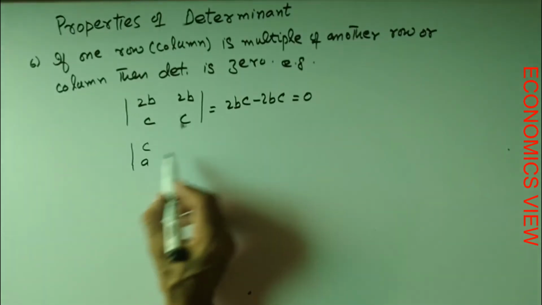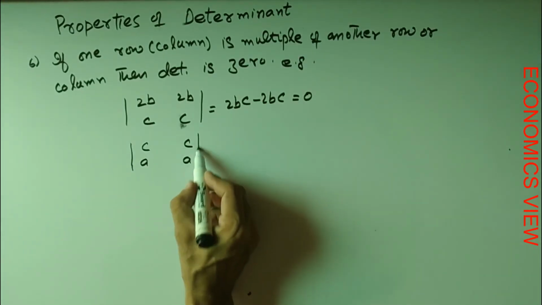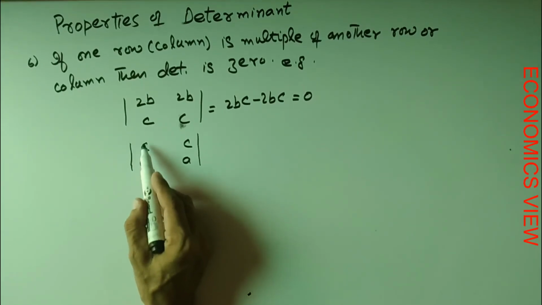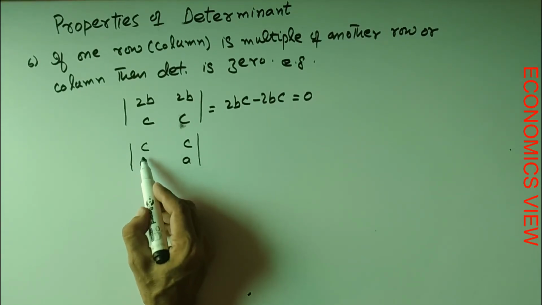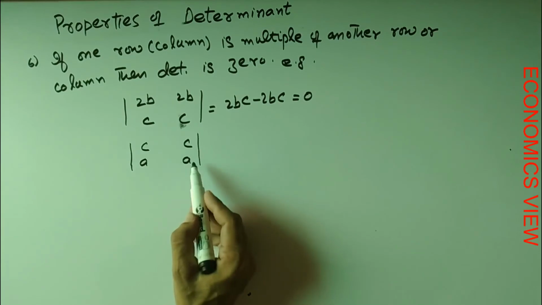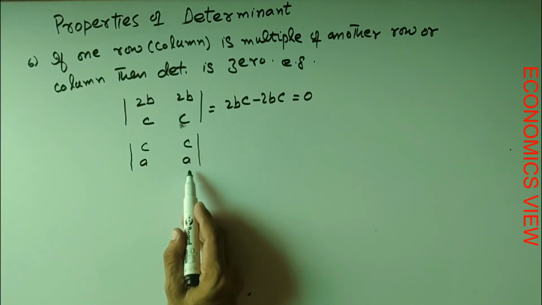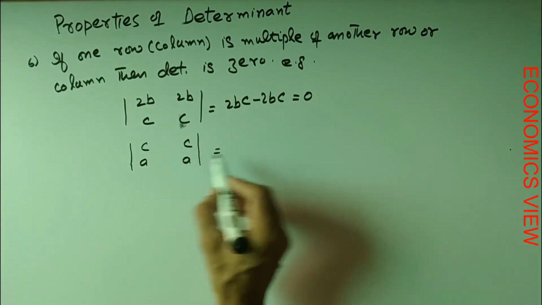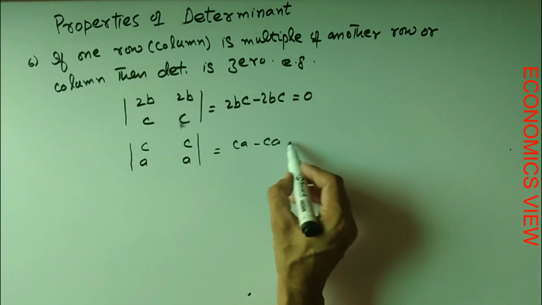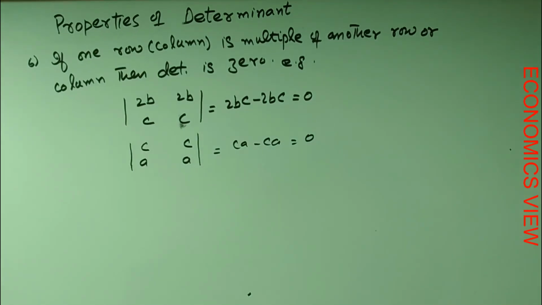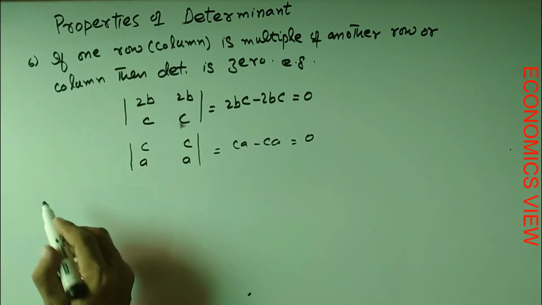We can take another example like ca and ca, the same. The first column, that is C1, is a multiple of, the same as, C2. So when we multiply this, ca minus ca, the answer will be 0. So this will be property number 6.